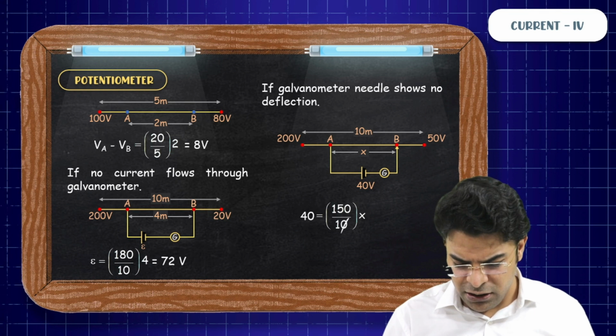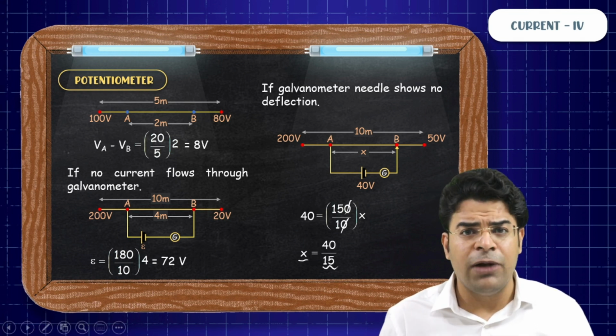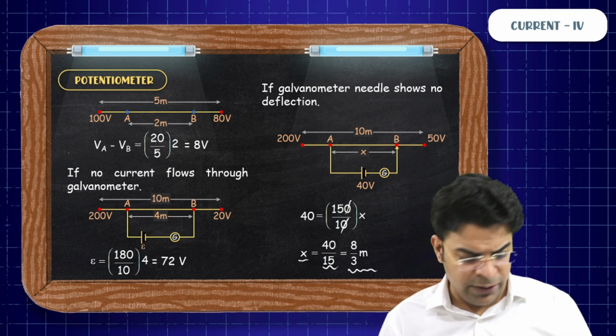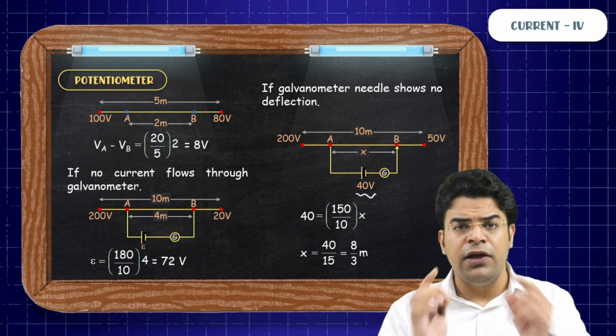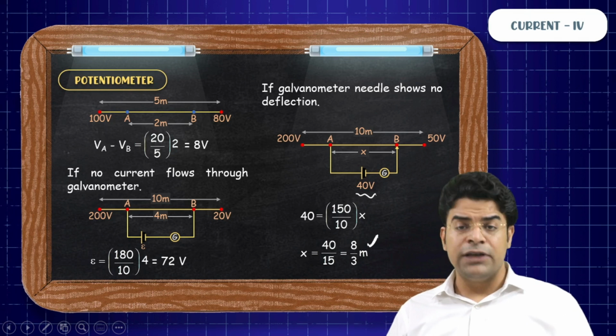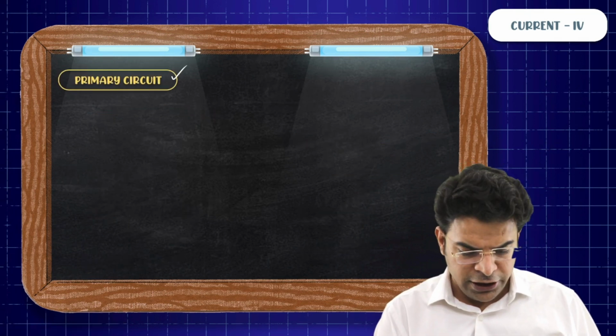So from here, you can cancel out this, and X comes out to be 40 by 15, and 40 by 15 cancelling out by a factor of 5 is nothing but 8 by 3 meter. So this cell of 40 volt will balance across a length of 8 by 3 meter. So let's move on. Now let's talk more about the potentiometer circuit.